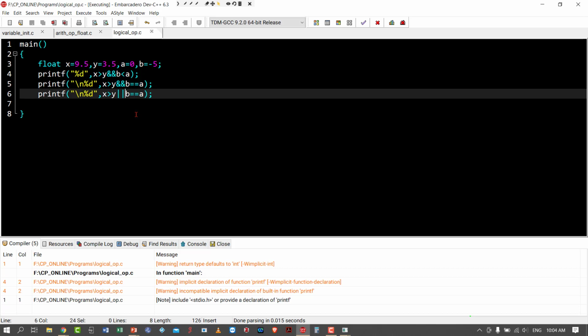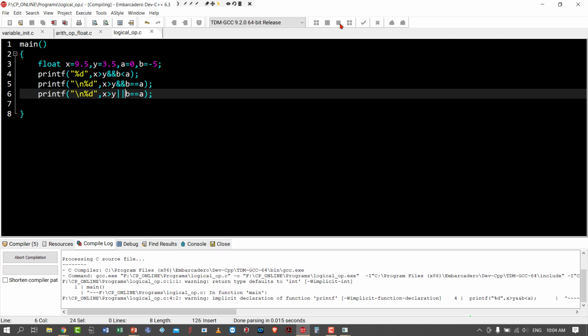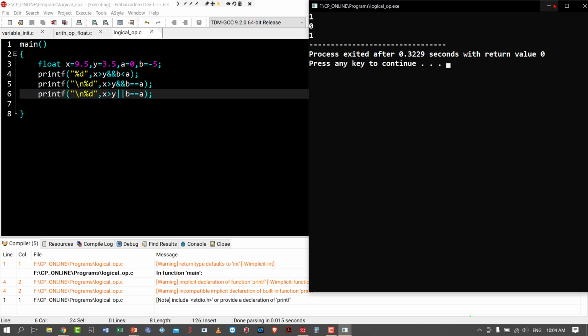Rishi Sagar, what will be the output of line number 6? 1. Why? The first condition is true, the second condition is false, but we are connecting using the OR operator. OR means if any one of the switches is on, the bulb is on. 1 or 0 is 1. Okay, very good.